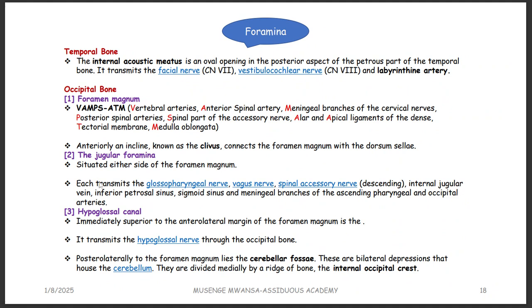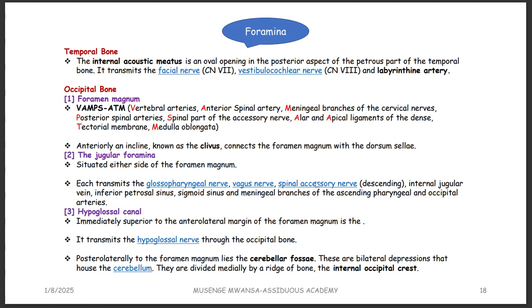Okay, so what are the contents that pass through the jugular foramen? This one is situated on the sides of the foramen magnum, and it transmits cranial nerve number 9 and cranial nerve number 10 and the spinal accessory nerve. Okay, the spinal accessory nerve, which is descending, going downwards.